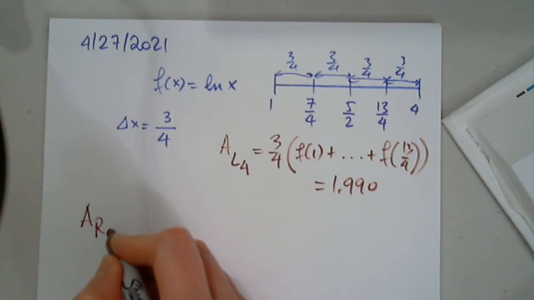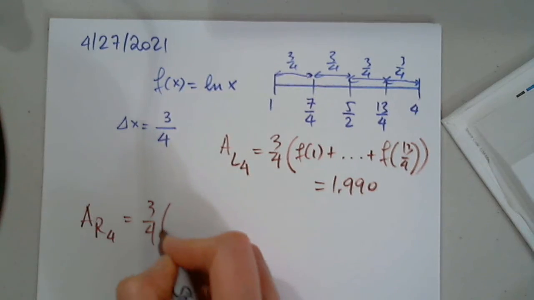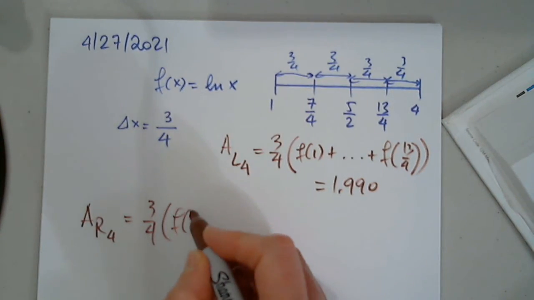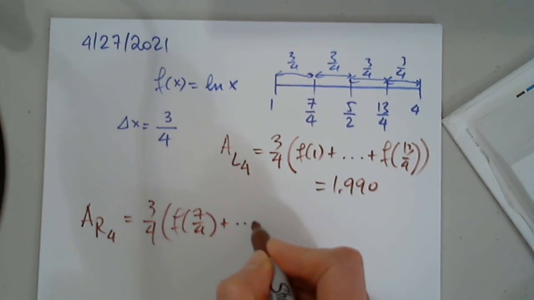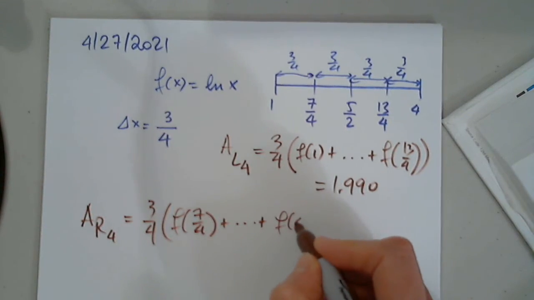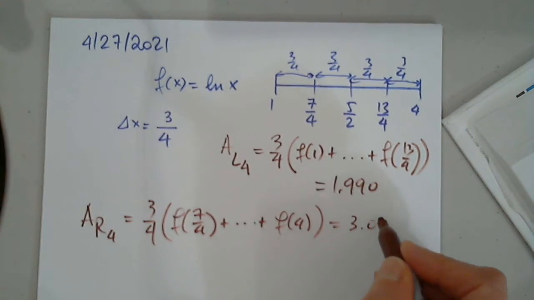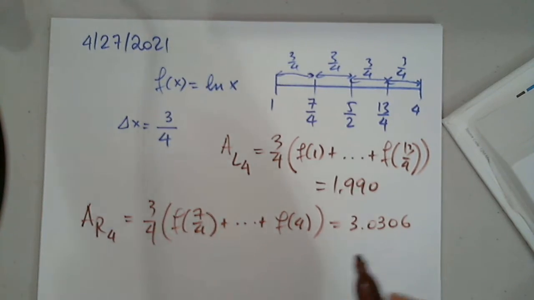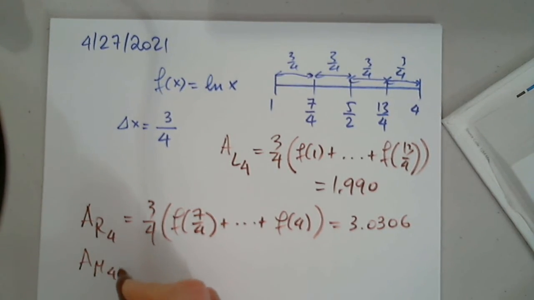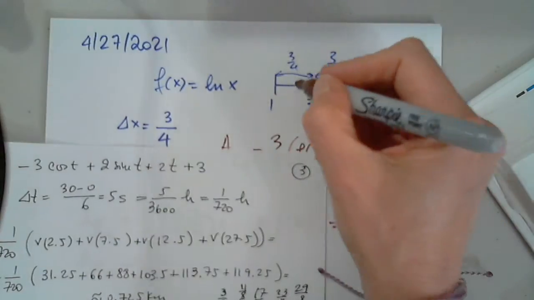The area with the right 4 would be 3/4, but I have to start with f of 7/4 plus dot dot dot, and I finish with f of 4. My calculations gave 3.0306. And the area with M4, now I have to determine these midpoints.